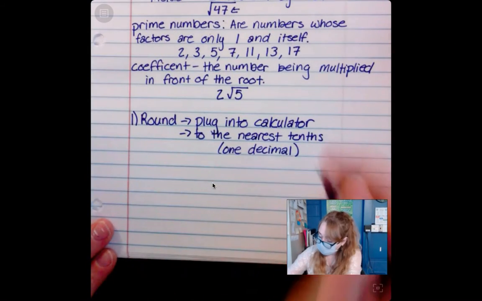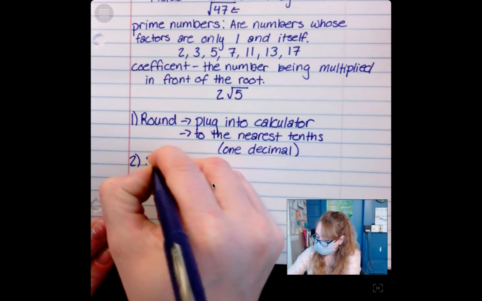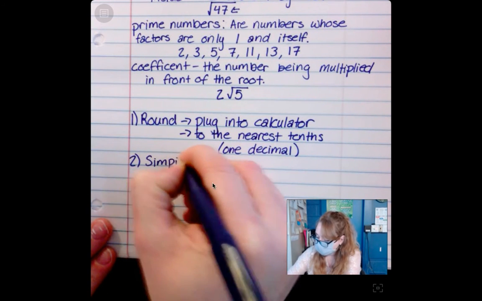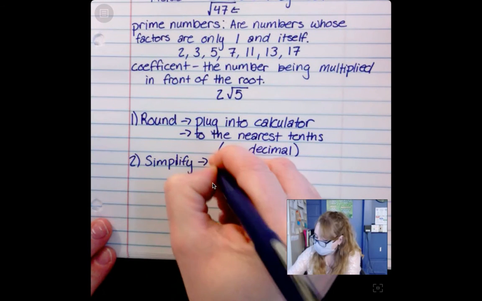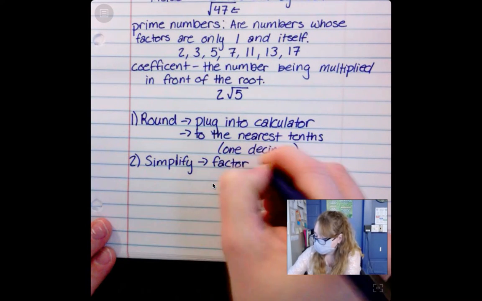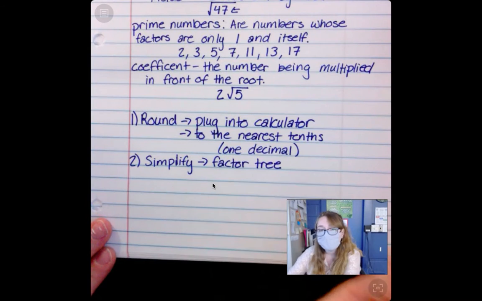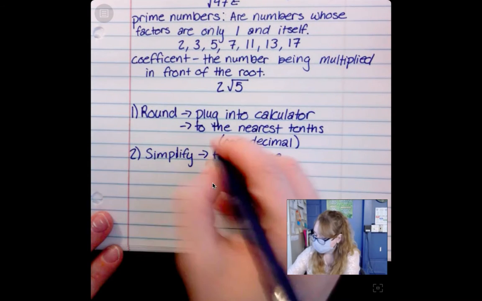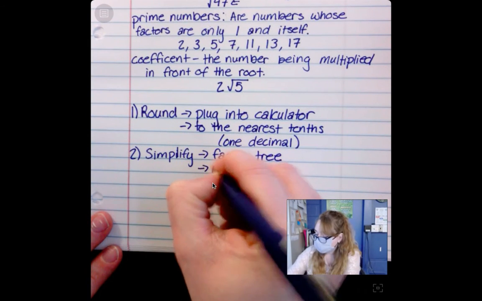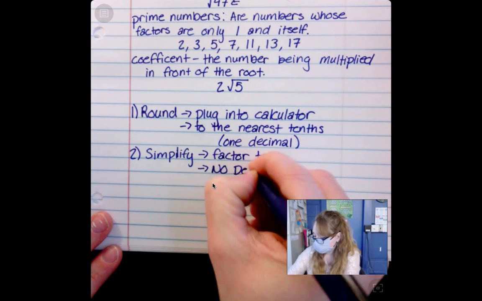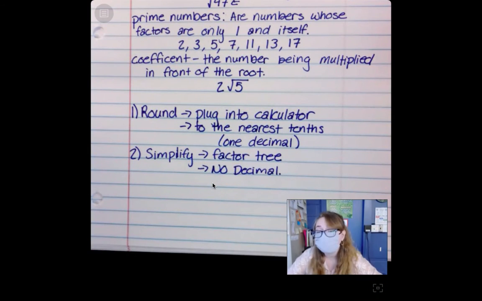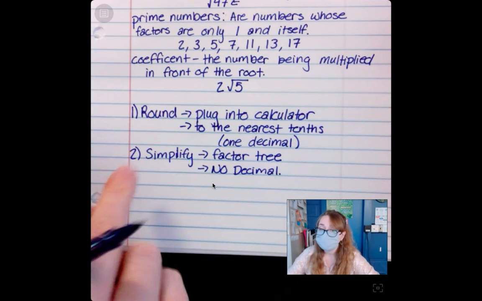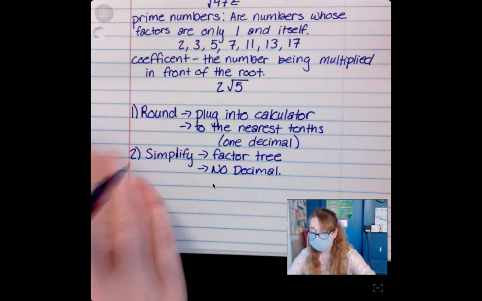Okay, the second way is if the directions say to simplify. Okay, in this case, we have to form a factor tree, which we're going to do an example of in just a second here. We're going to make our factor trees. Okay, in this case, there will be no decimals. If I see a decimal, then I know that you guys are using calculators, not the factor trees, and I have to take off points for that, and I don't want to. So let's make sure that when our directions say to simplify, we are doing our factor trees.